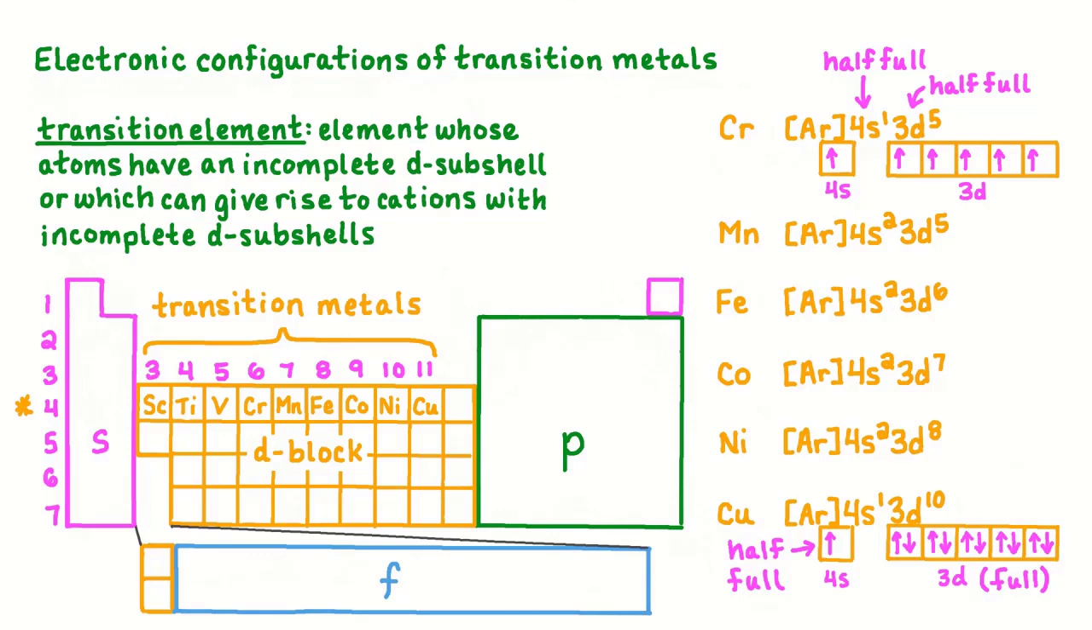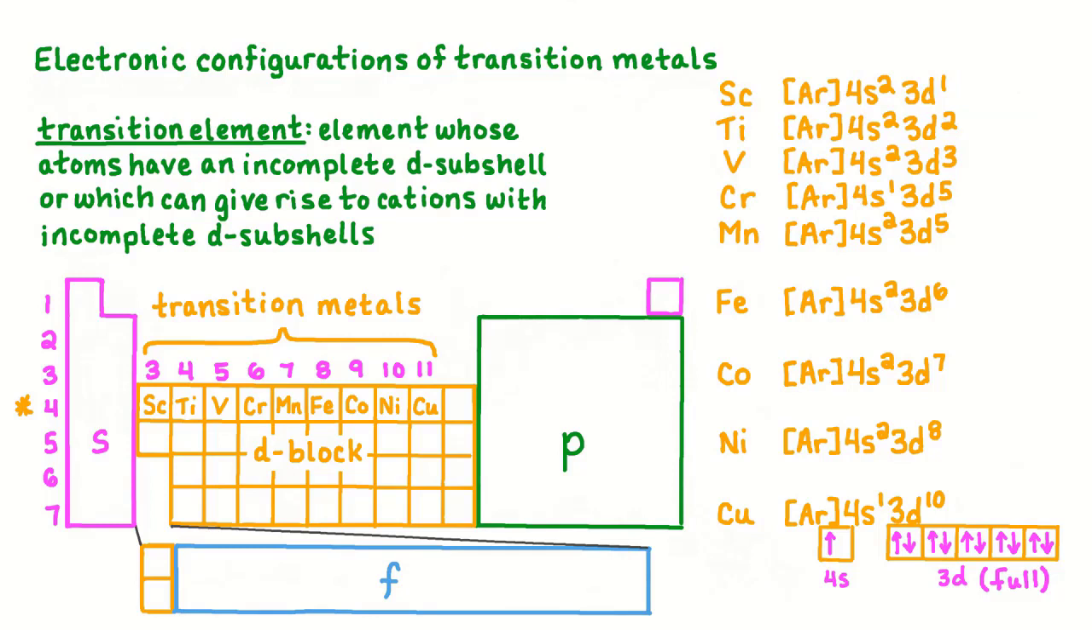The reason for this is beyond the scope of this video, but it is important to identify chromium and copper as transition metals in period 4 that are exceptions to the rules of writing electron configurations. When looking at the electron configurations of all of the transition elements in period 4, we see that with the exception of copper, all have an incomplete d subshell. This is a defining characteristic of the transition elements.